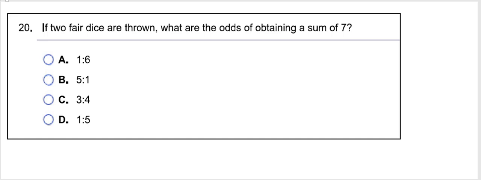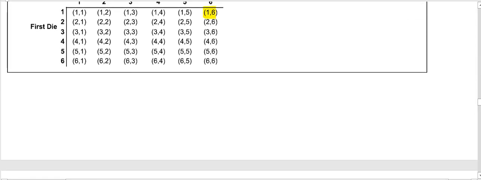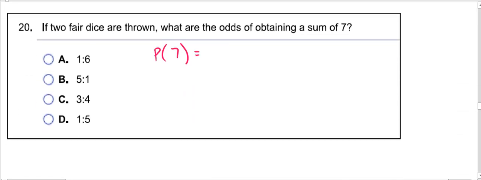Number 20, if 2 fair dice are thrown, what are the odds of obtaining a sum of 7? Okay, first we need to find the probability of a sum of 7. I'm going to scroll back up to my sample space. How do I get a sum of 7? A sum of 7 is down that diagonal. There are 6 ways to do that. So the probability of rolling a sum of 7 is 6 out of 36, which simplifies to 1/6.